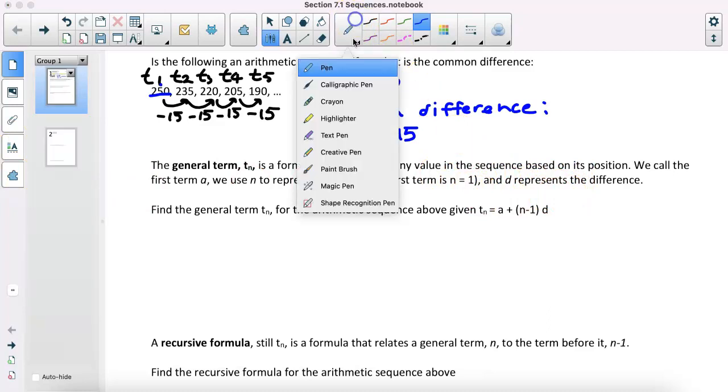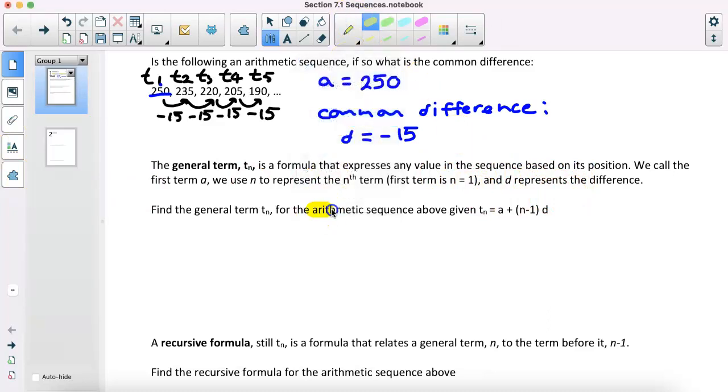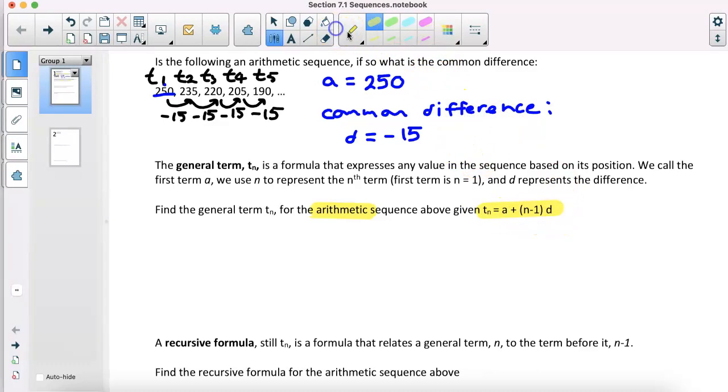So for an arithmetic sequence, we always determine this first: is it arithmetic or is it geometric? When it's arithmetic, we will always have this equation: T subscript n is equal to the initial term plus n minus 1 multiplied by D. So in this case, we're going to create our equation for our example above. We saw that the A value is 250 and D was equal to minus 15.